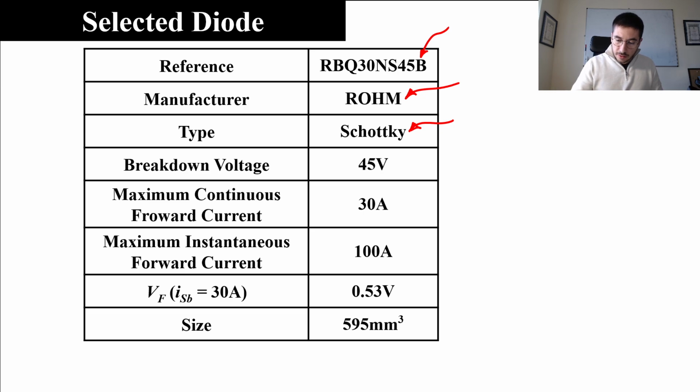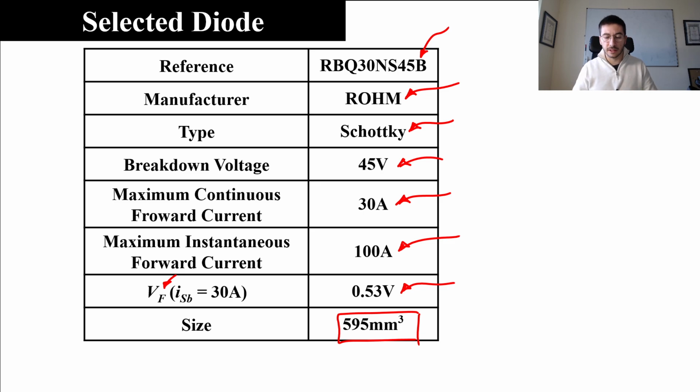Well, so the breakdown voltage of this diode is 45 volts, much higher than the 18 volts requirement. Maximum continuous forward current 30 amps, much higher than 16 amps. Maximum instantaneous forward current is also very high, 100 amps. The forward voltage drop when the current is 30 amps is only 0.53 volts, and the size is also very small. You can check the datasheet and consider the dimensions in order to obtain this value.